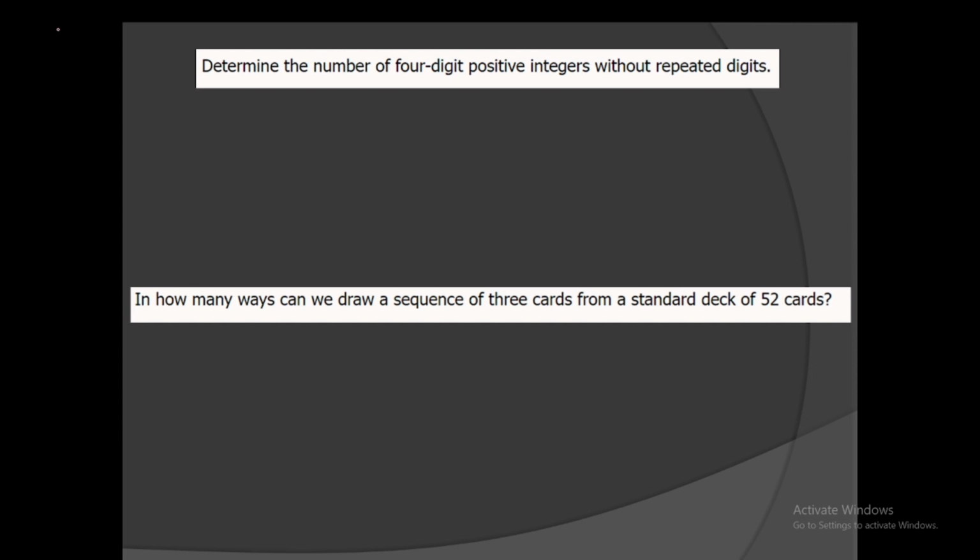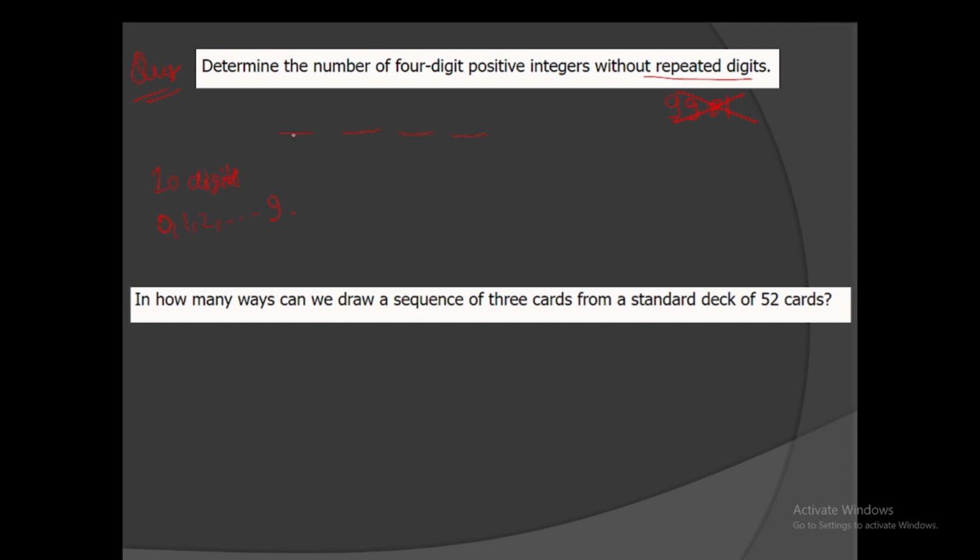Now let's do some questions and you will feel confident after doing it. So the very first question says, determine the number of four-digit positive integers without repeating digits. Means we are not allowed to repeat the digits. Means 9981 will not come under our answer, right? So there are total 10 digits with which we can form the number. It includes 0, 1, 2, 3 up to 9.